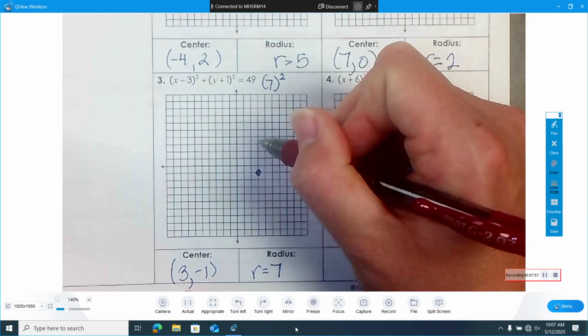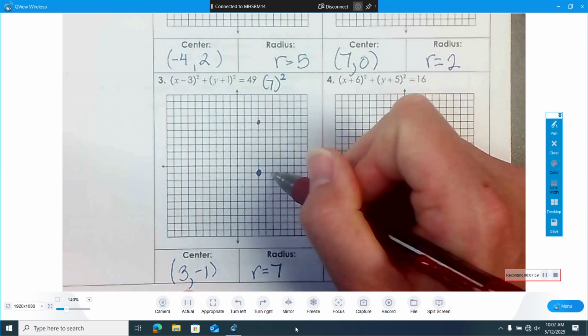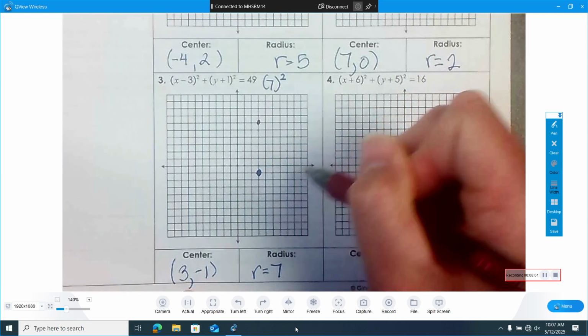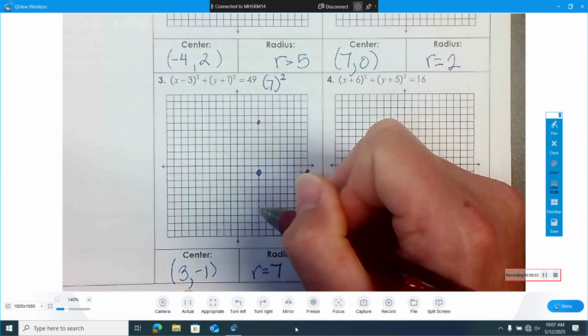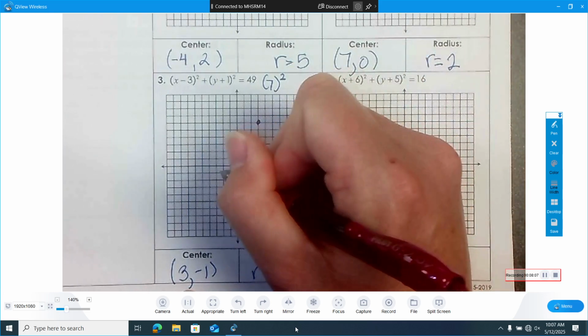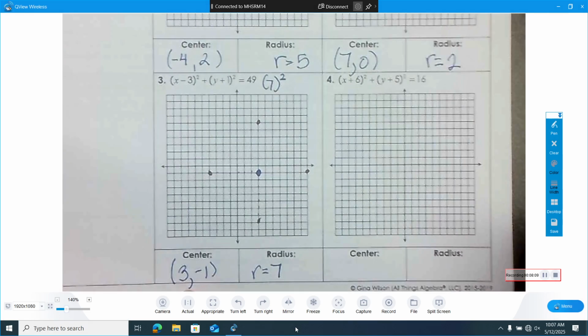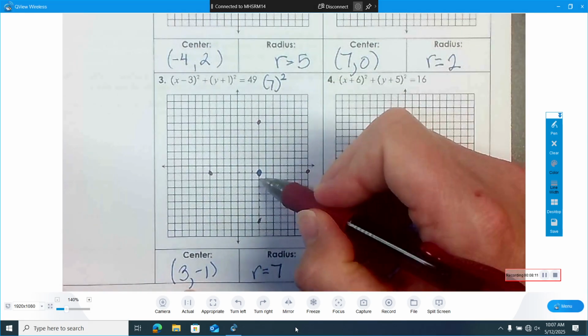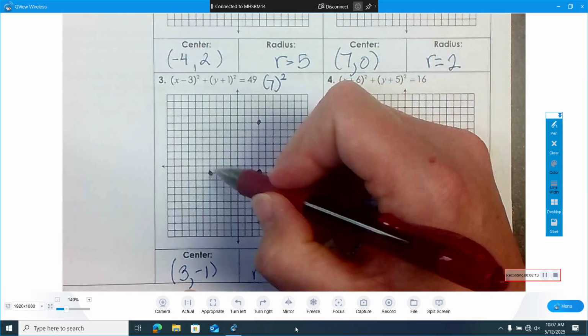1, 2, 3, 4, 5, 6, 7. 1, 2, 3, 4, 5, 6, 7 to the right. 1, 2, 3, 4, 5, 6, 7 below. 2, 3, 4, 5, 6, 7 to the left. I think that's right. Yeah, all right.